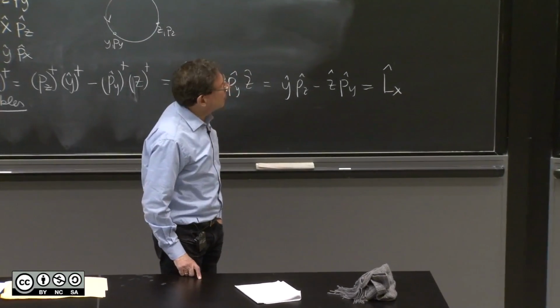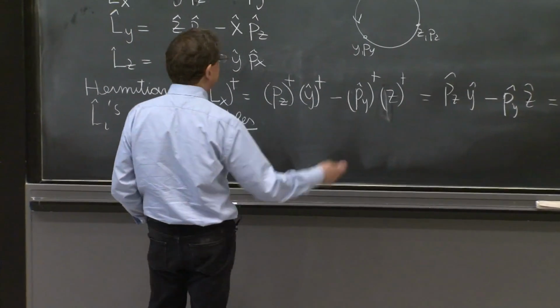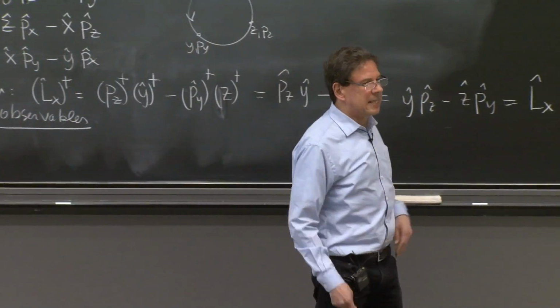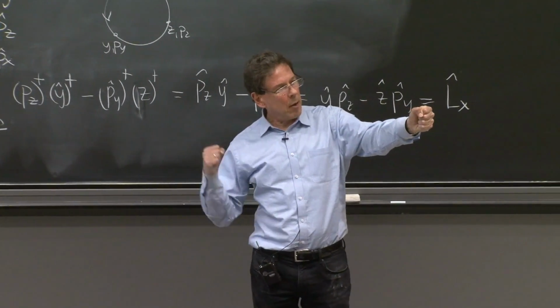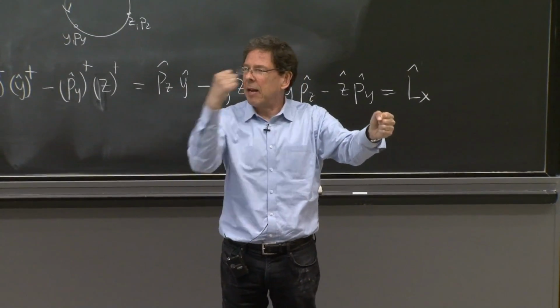We want to understand now our observables. So we said these are observables. So can we observe them? Can we have a state in which we say what is the value of Lx, the value of Ly, and the value of Lz?